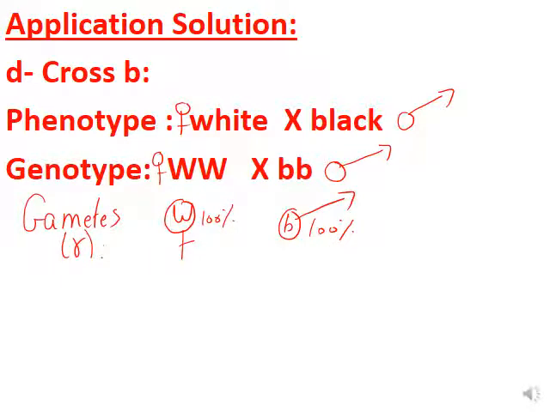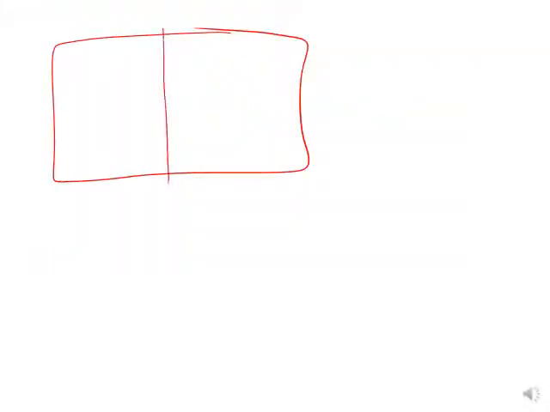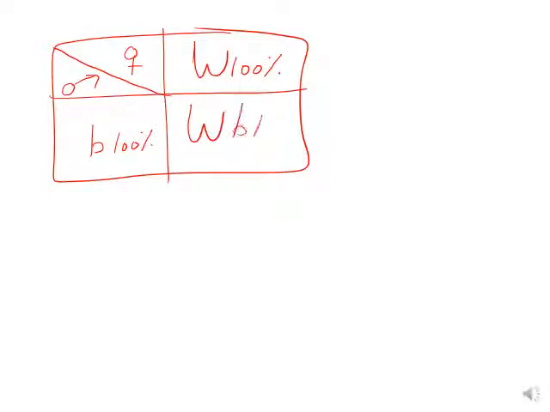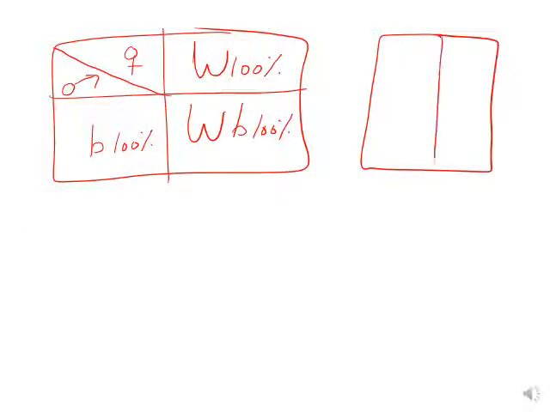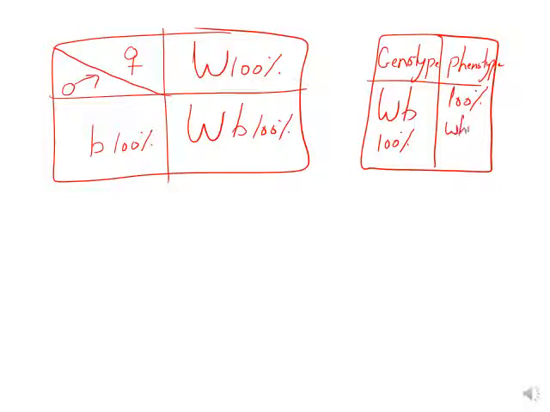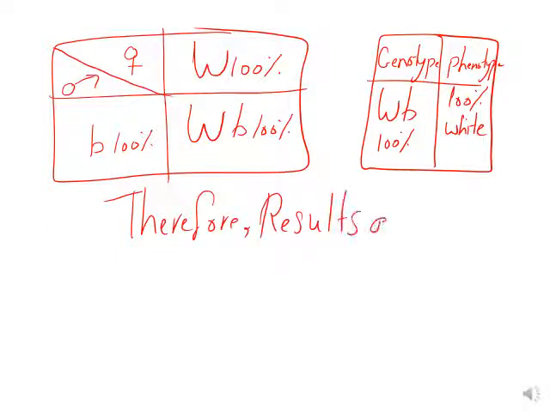Let's now move to the table of results. Table of cross, you have to draw the table of cross. You have to divide it into female and male. Female gives W, 100%, and here male gives B small, 100%. So they will be WB, 100%. Moving to the table of results, you have the genotype and the phenotype. So genotype is WB, 100%. So 100% have white color, white rabbits. Did they ask you to verify the experimental results? Yes. So here you have to say, therefore, results are verified.